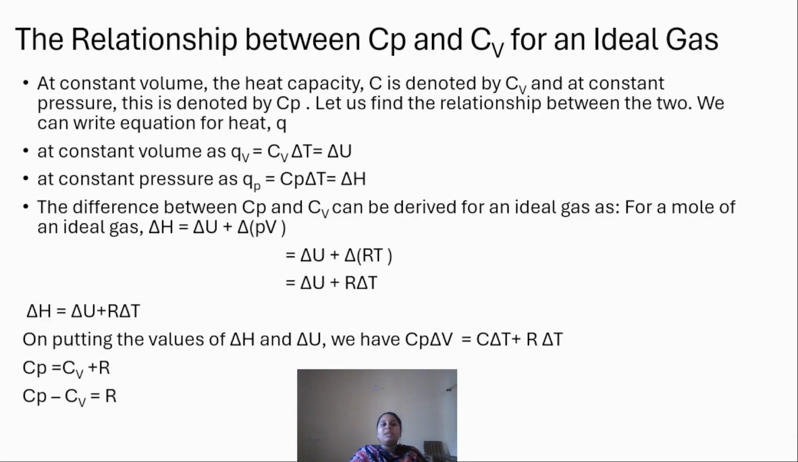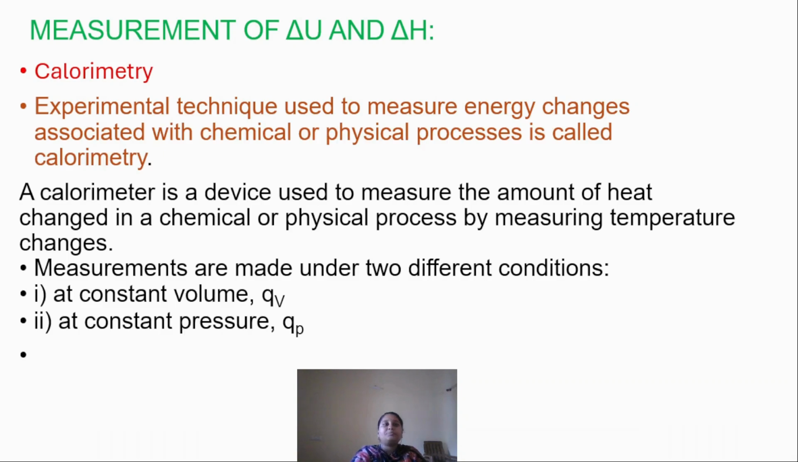So the difference between Cp and Cv is derived for an ideal gas as follows. For a mole of an ideal gas, delta H is equal to delta U plus delta (PV), that is delta U plus delta (RT), so delta H is delta U plus R delta T. On putting the values of delta H and delta U, we have Cp delta T is equal to Cv delta T plus R delta T. So Cp is equal to Cv plus R, that is, Cp minus Cv is equal to R.